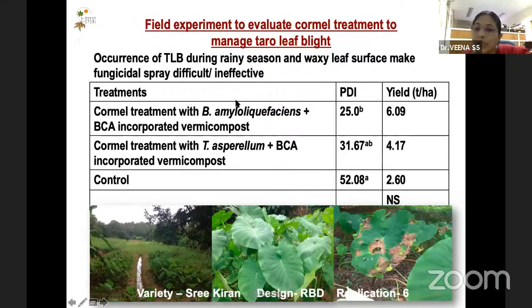There is one particular problem, because this TLB occurs during the heavy rainy season, and the taro leaf has a waxy coating as well. It makes fungicidal products ineffective. And one more thing: most of the places where taro is grown are paddy fields or wetlands, so spraying or any application in the rainy season will be difficult. So we thought, why can't we see whether just giving a basal treatment, a soil treatment alone, can control or manage the disease? This is the result. Even just giving the basal treatment alone, to a certain extent we can reduce the incidence. Even if we cannot do any spraying or other operations during the rainy season, we can do it.